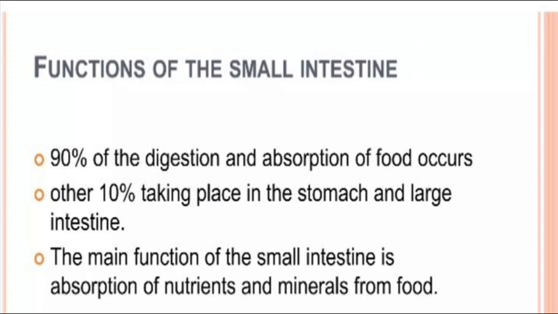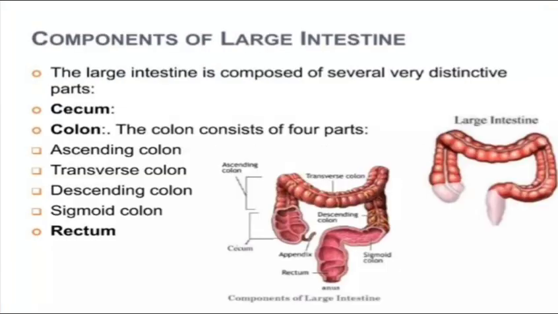Functions of the small intestine. 90% of digestion and absorption of food occurs here. The other 10% takes place in the stomach and large intestine. So 90% of the food digestion and absorption takes place in the small intestine, and 10% happens in the stomach and large intestine. The main function of the small intestine is the absorption of nutrients and minerals from food.